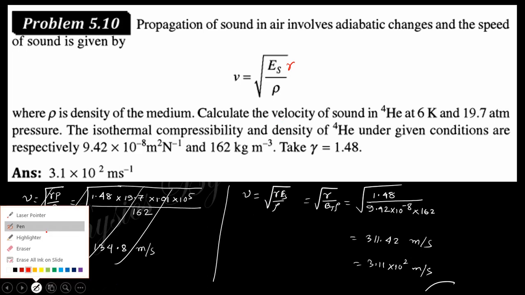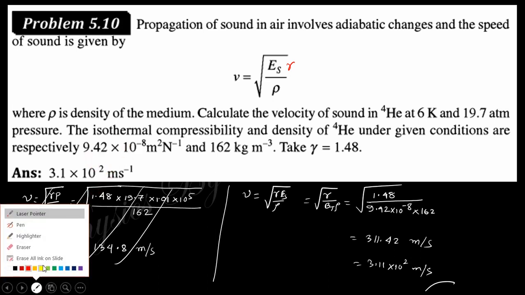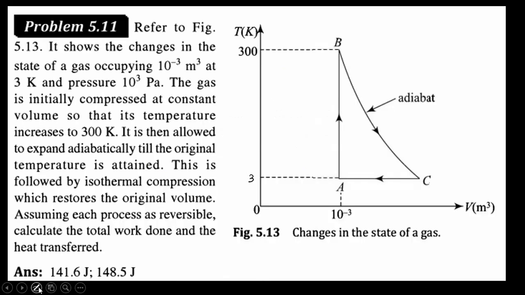So if you put this gamma Es by rho, then Es is nothing but 1 by BT, the inverse of compressibility. So if you put the value of gamma 1.48, BT equals this one. This is BT, this is gamma and this is rho. So if you put these three things, you can easily find out this answer. Go to the next one.